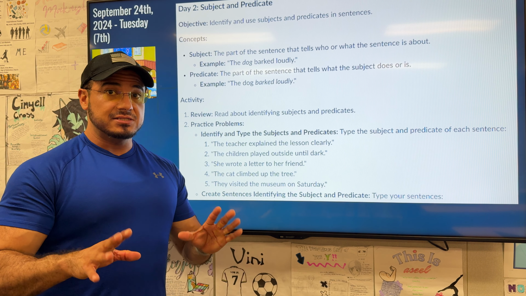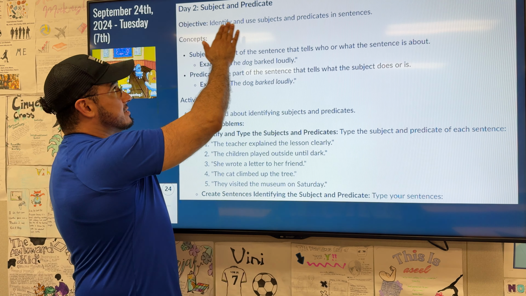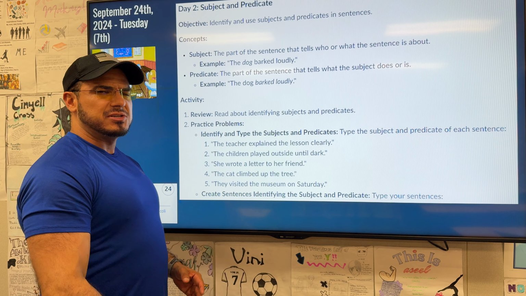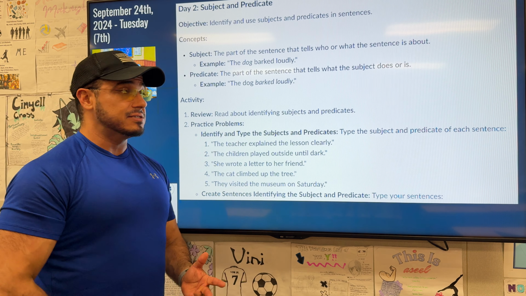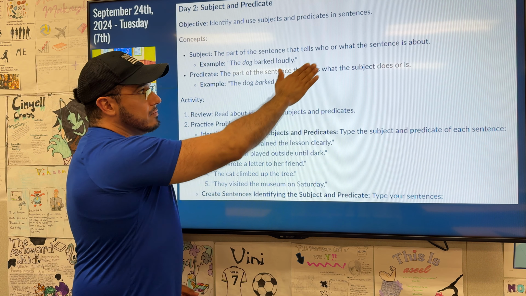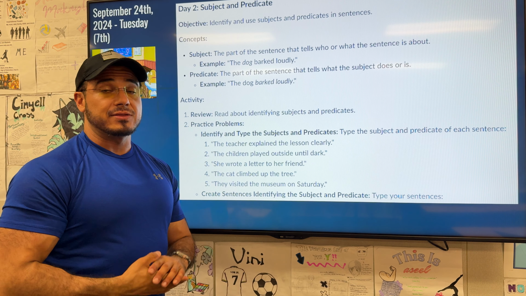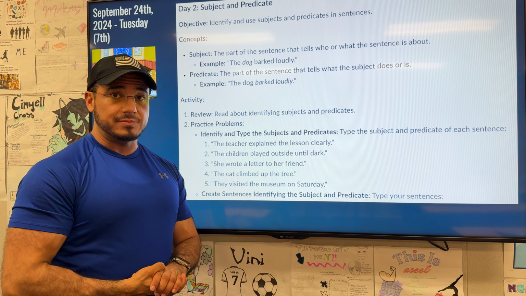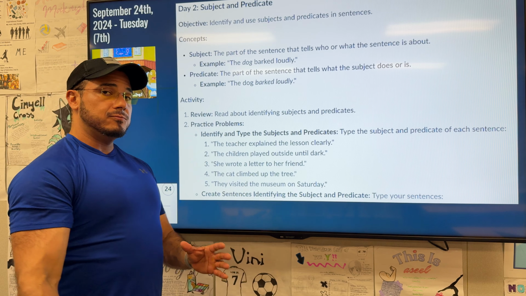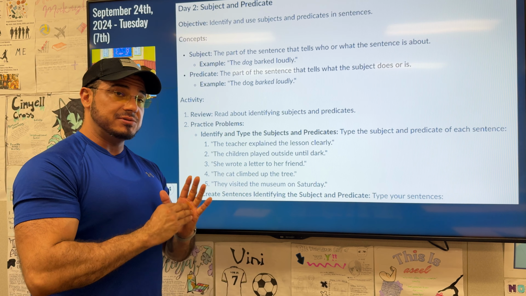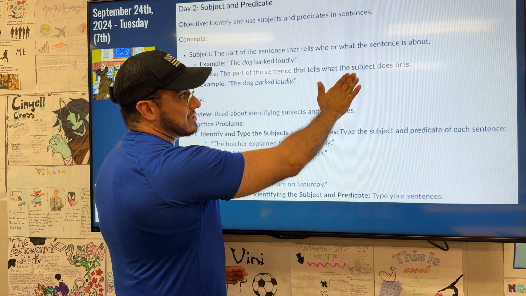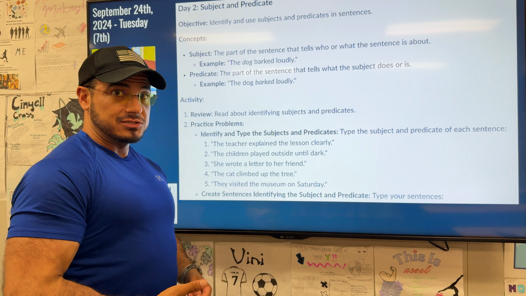So to summarize, today we reviewed subject and predicate. Again, the subject, which occurs at the beginning of a sentence, explains who or what the sentence is about, or rather introduces who or what the sentence is about, while the predicate, which is attached directly to that subject, explains what the subject does or is.